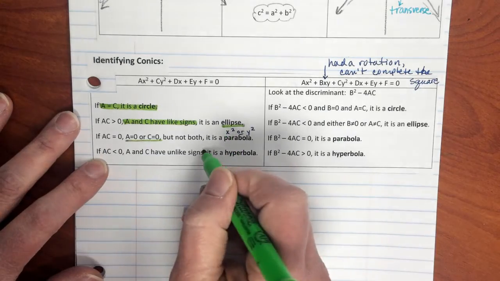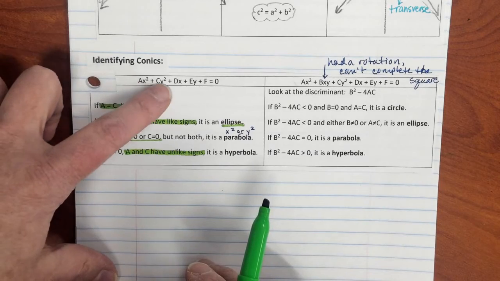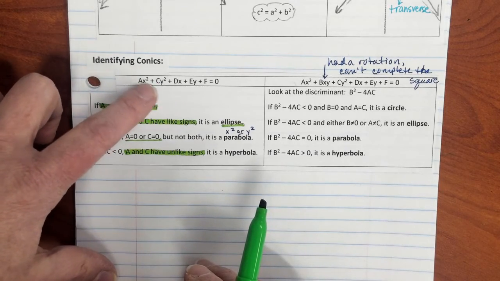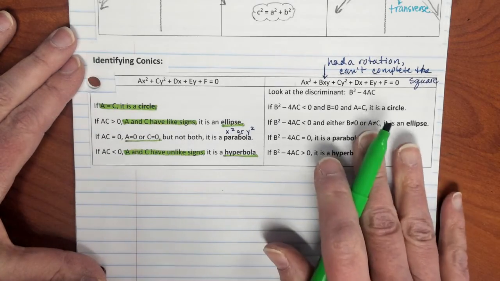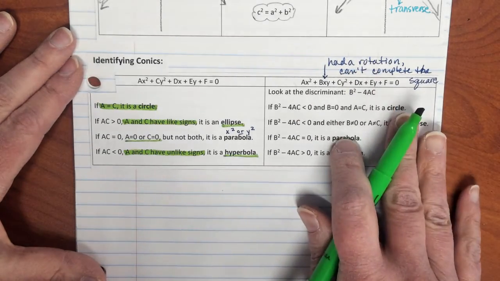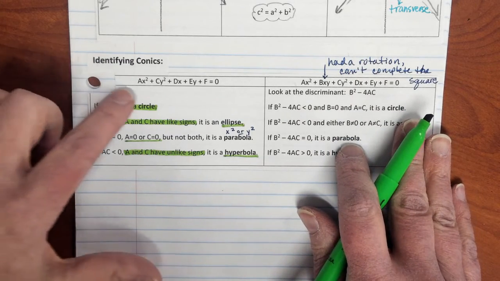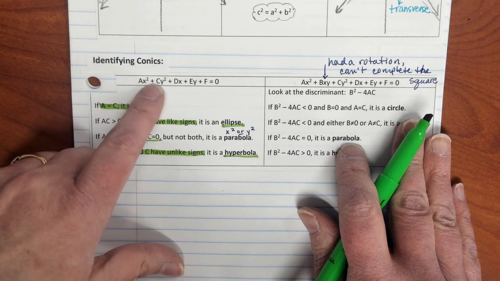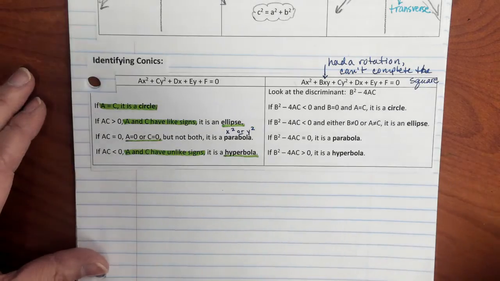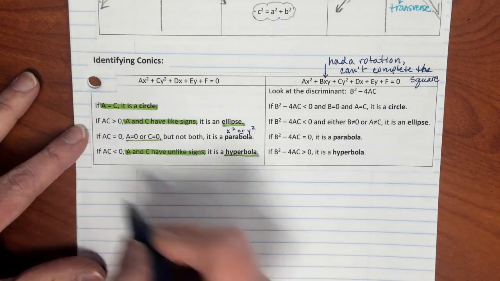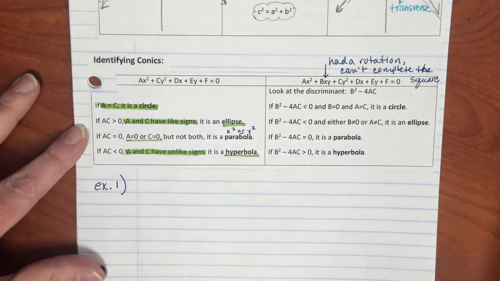If they have unlike signs, meaning one is positive, one is negative, of the squared terms, then you have a hyperbola. So you really don't even need to look at the discriminant. I know the book will tell you to look at the discriminant, but it is not necessary. You just need to look at the squared pieces and see their coefficients. All right, let's look at an example. I'm going to set this up, and then we are going to do this when you come back in the second video.